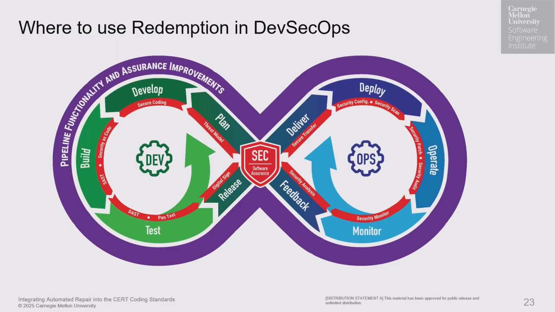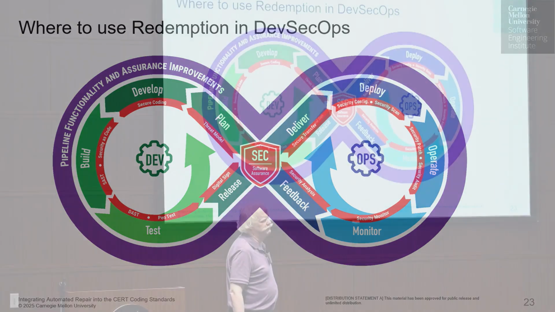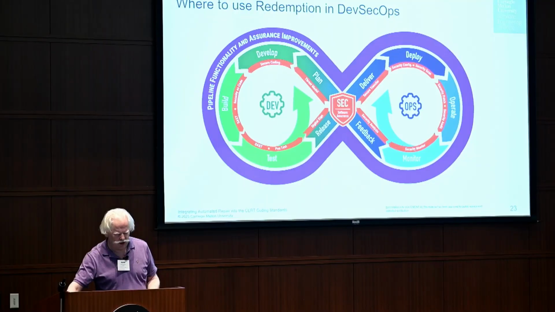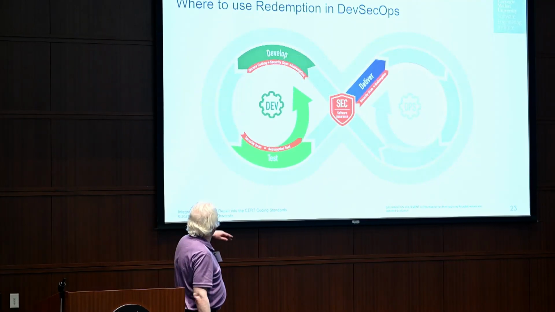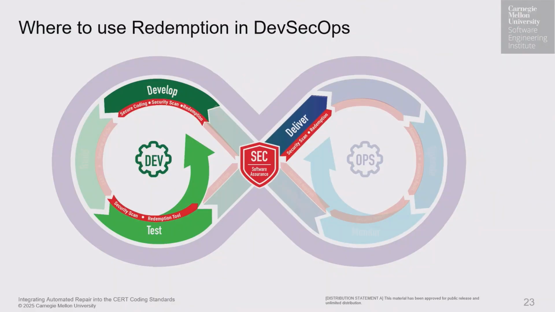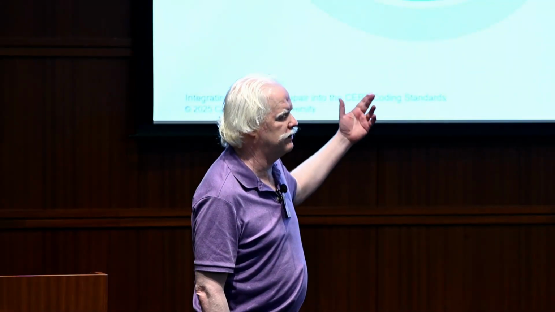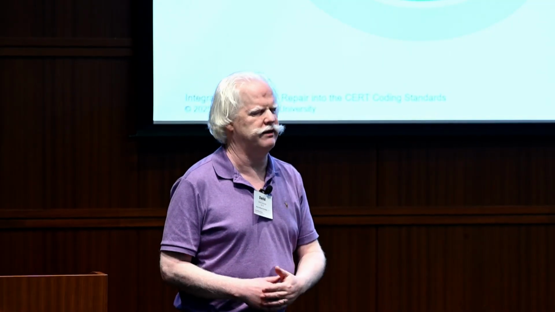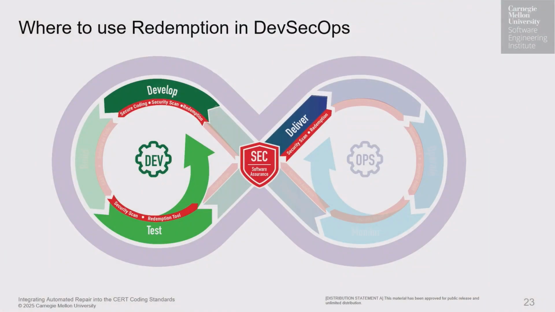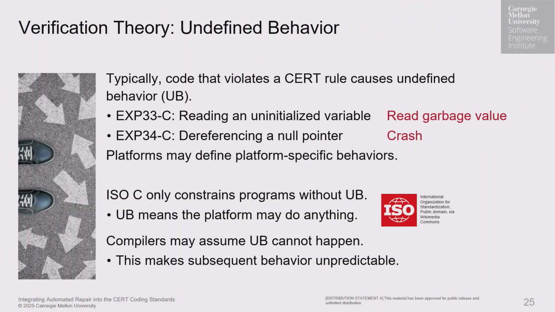So you may have seen this before. This is our favorite DevSecOps pipeline, and in particular, the redemption tool applies primarily to the development and testing. Ideally, developers will run the repair tool and the static analysis after they do any development. Testers will run it as well, mainly to capture anything the developers happen to miss, and it might be run as part of the delivery process as well.